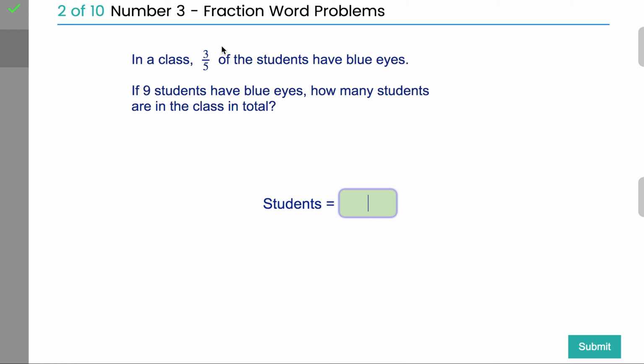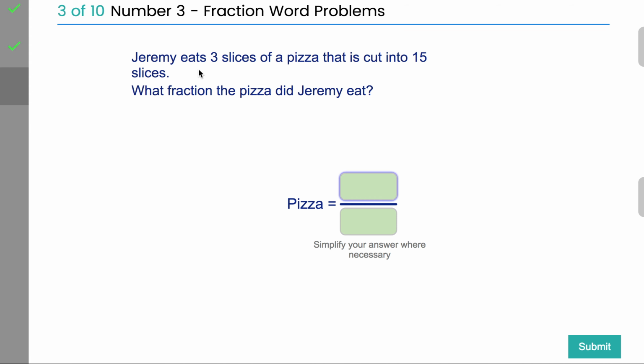So 3 times 3 is 9. 5 times 3 is 15. So the equivalent fraction is 9/15. If 9 students have blue eyes, 15 students are in the whole class. And that's an equivalent fraction of the ratio it gives you at the start.